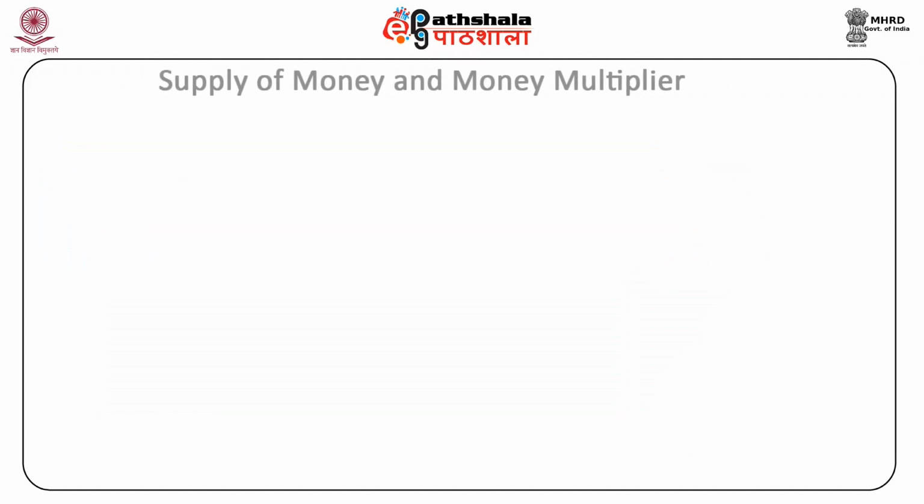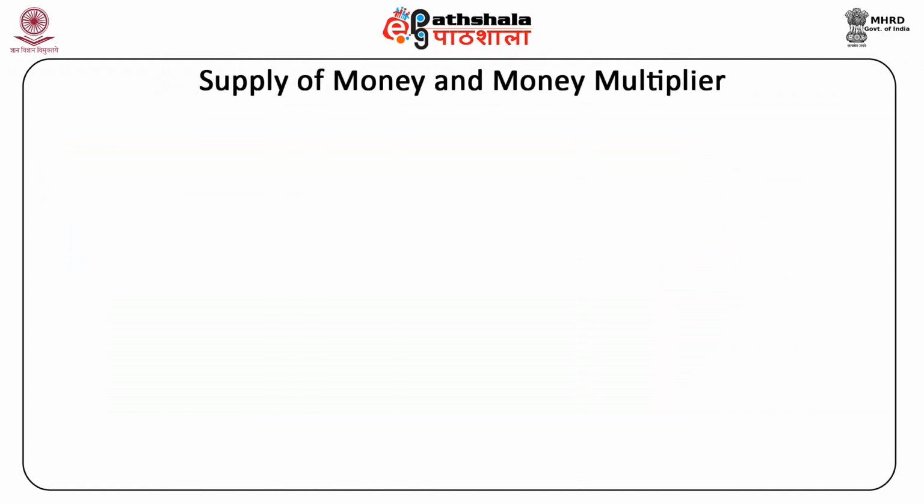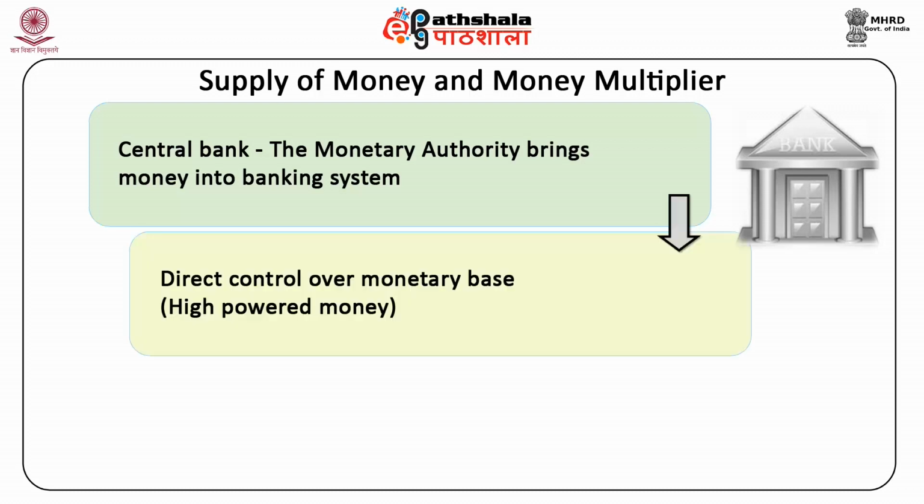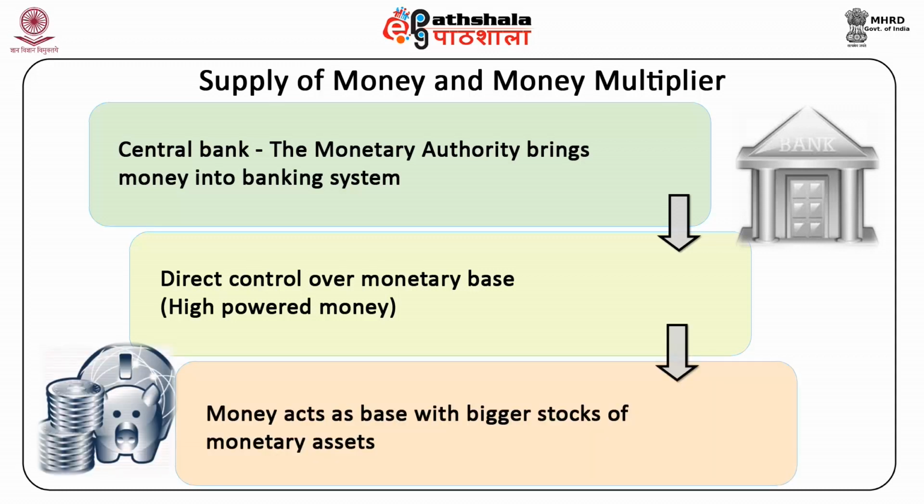Now, we will see the concept of supply of money and money multiplier. The monetary authority, that is, the central bank, manages and brings money into the economic system. The central bank of a country has a direct control over the monetary base or the stock of high-powered money in the economy. This is called high-powered money because the money stock acts as the base with which bigger stocks of monetary assets are created.